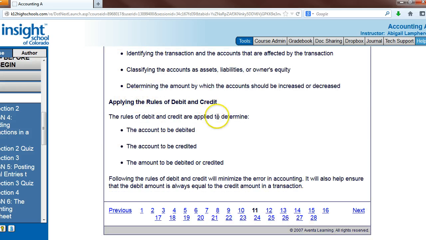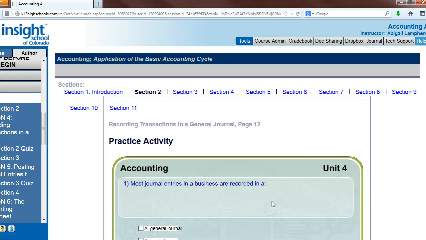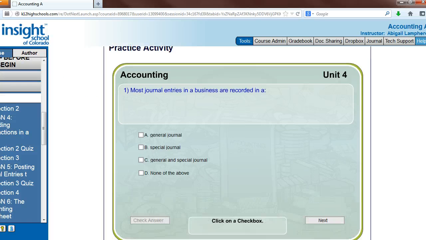And we've done this. Apply the rules of debit and credit. Is the account going to be debited, going to be credited, and follow the rules of debit and credit. So we know the rules. We know how to name our accounts. We've done this stuff before. So now we're just going to put it into action.